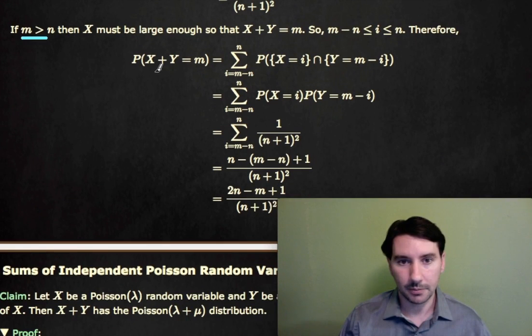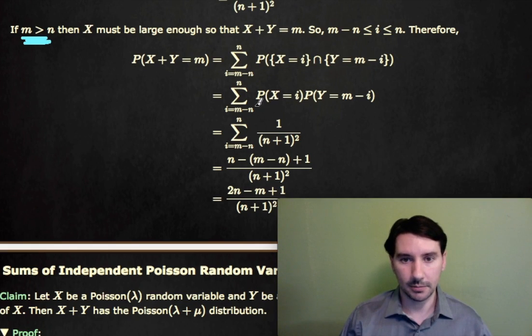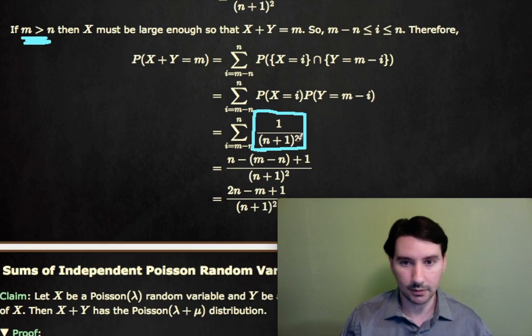And therefore, the probability X plus Y equals m whenever m is bigger than n is the sum from i equals m minus n to n of the probability X equals i and Y is m minus i. Once again, we use independence to rewrite that as the probability X equals i times the probability Y equals m minus i. And once again, we use the fact that X and Y are uniform on 0 to n to write this as 1 over (n plus 1) squared.